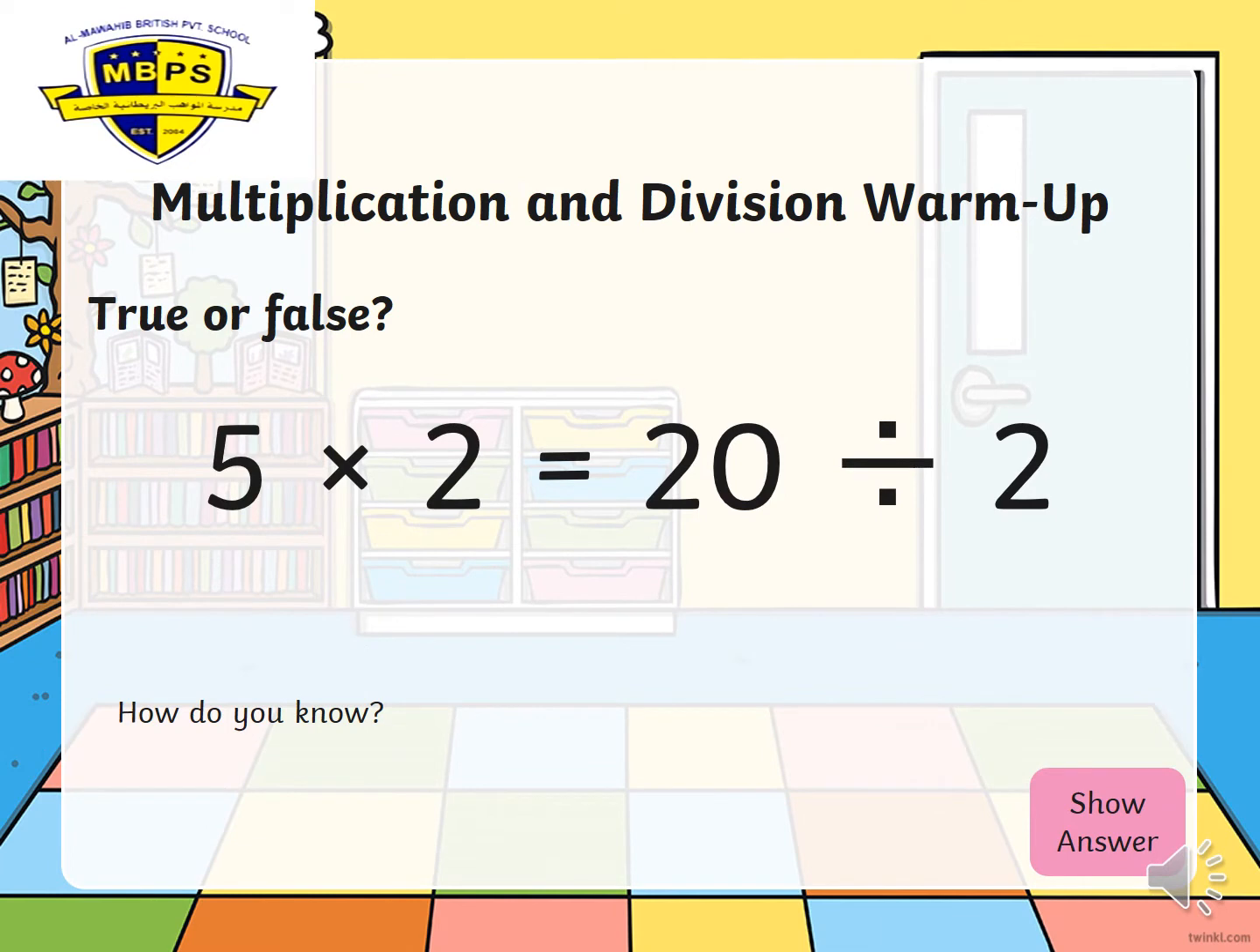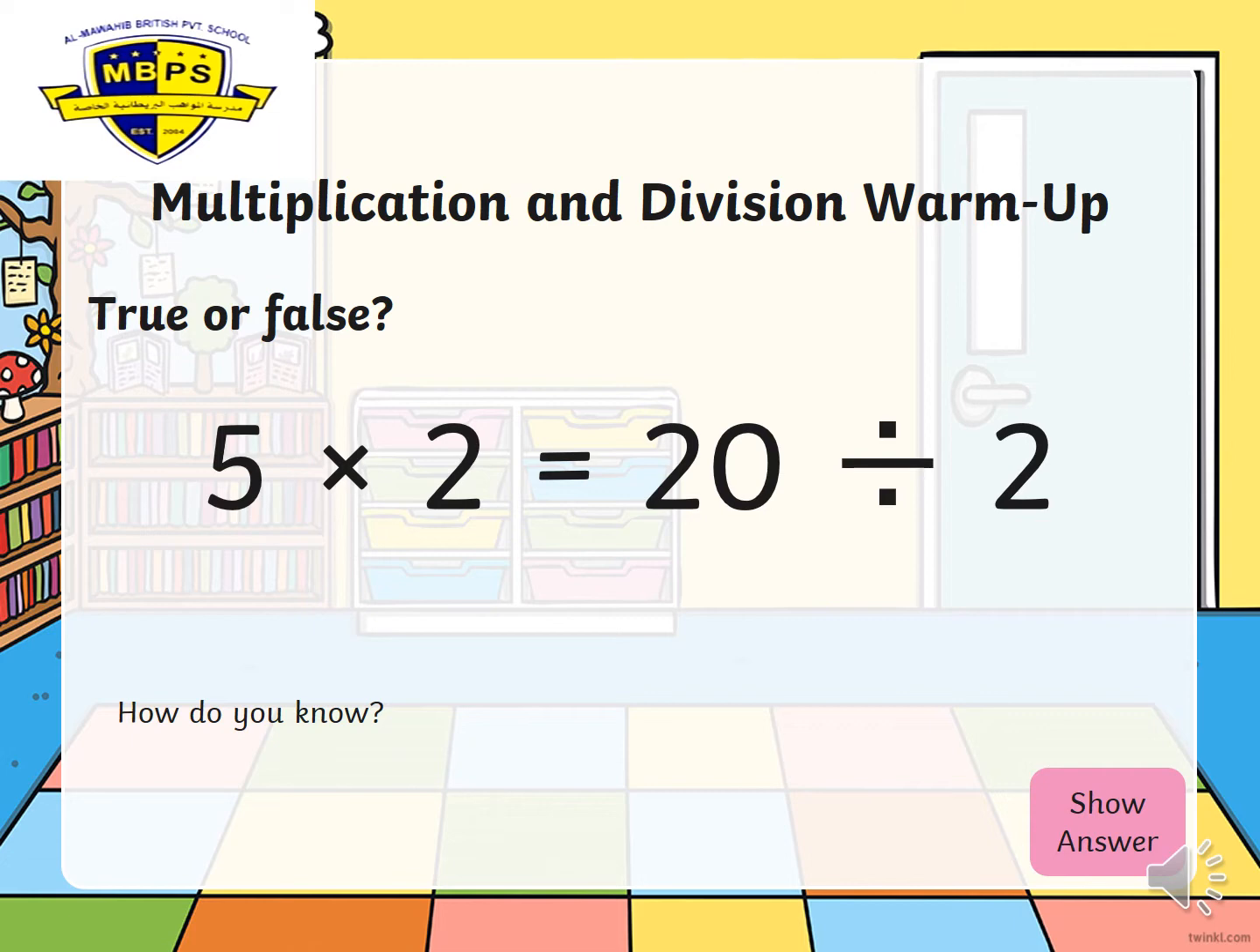Now, let's have a look on this question. True or false? 5 multiplied by 2 equals 20 divided by 2. Try to think. Is it true? 5 by 2 equals 20 divided by 2? Write it on your paper.